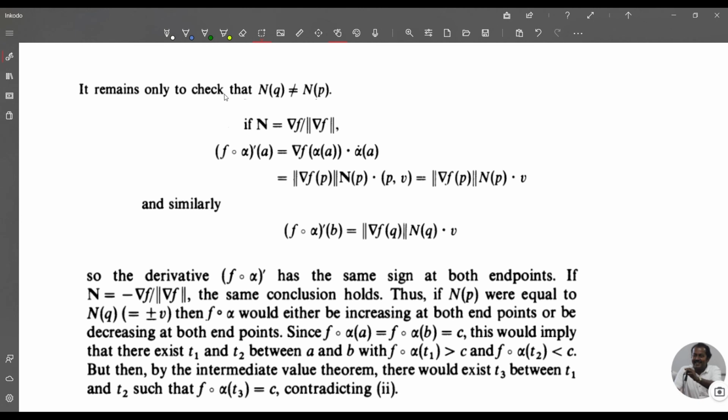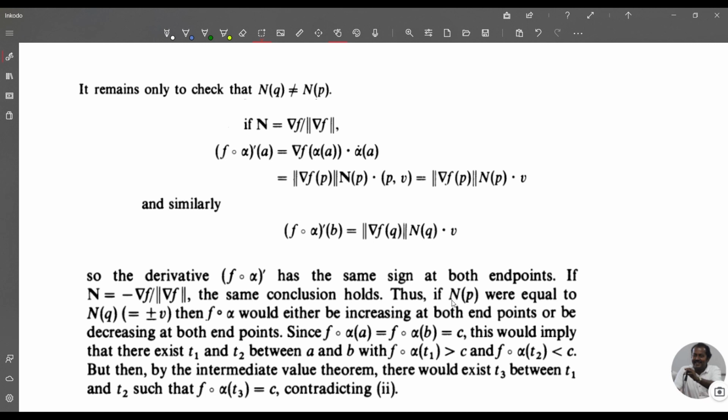Now it remains to check that n of q is not equal to n of p. If n is equal to del f by norm del f, then f composition alpha prime of A is del f of alpha of A dot alpha dot of A. So this is equal to del f of p into n of p dot pb. So this is del f of p n of p dot b. Similarly, f composition alpha prime at b is del f of q into n of q dot b. So the derivative of f composition alpha has the same sign at both endpoints. If n equal to minus del f by norm del f, the same conclusion holds.